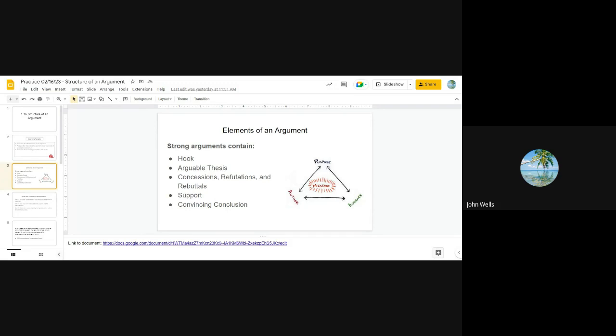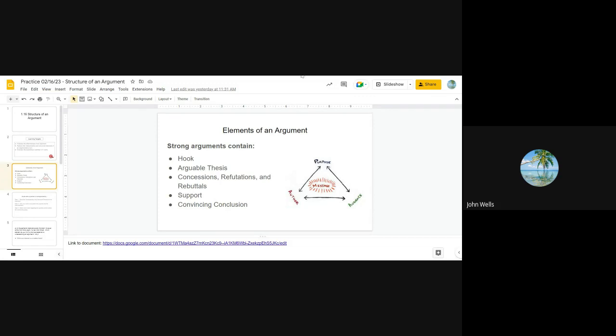And then finally, we have the convincing conclusion. The convincing conclusion restates our main point, right? It really brings that point back home. It summarizes that main point, the main ideas that we've had. And it really just seals the deal. It sells the deal to the audience and proves to them that this was a good, logical, probable, possible solution to that problem.